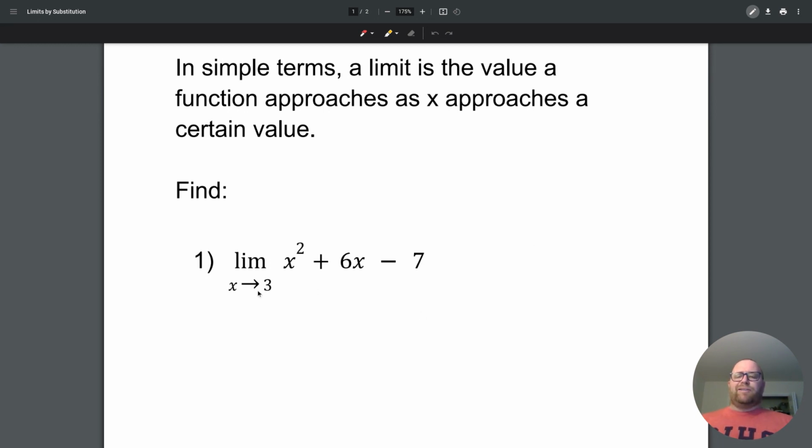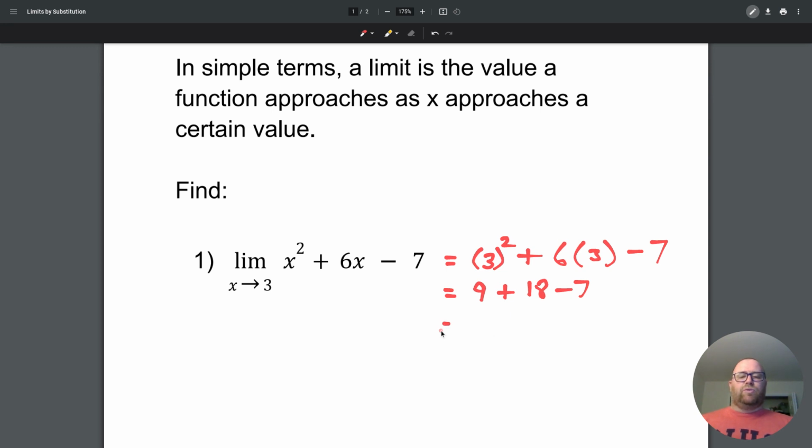We have the limit as x approaches 3 of x squared plus 6x minus 7. So this is a quadratic. We can plug in and just evaluate here. So we can write 3 squared, so everywhere there's an x, we're going to put a 3, plus 6 times 3 minus 7. Okay, 3 squared is 9, so we have 9, plus 6 times 3 is 18, minus 7. 9 plus 18 is 27, minus 7 is 20. Okay, straightforward. We can easily evaluate that limit by substitution.